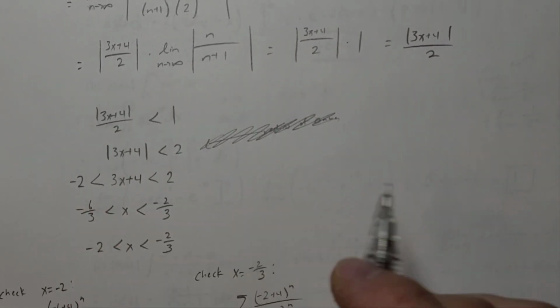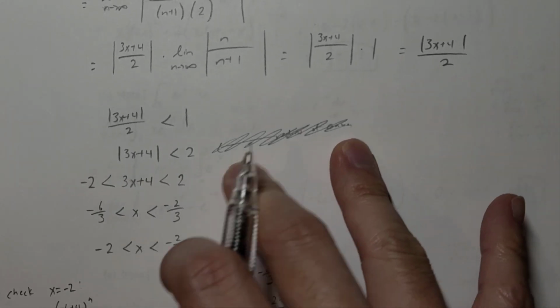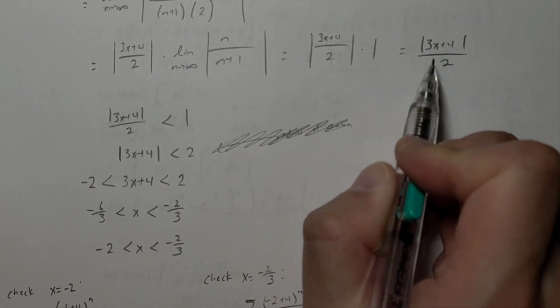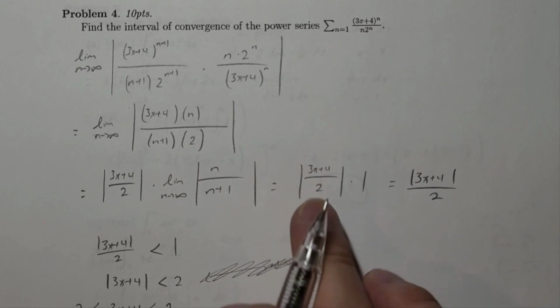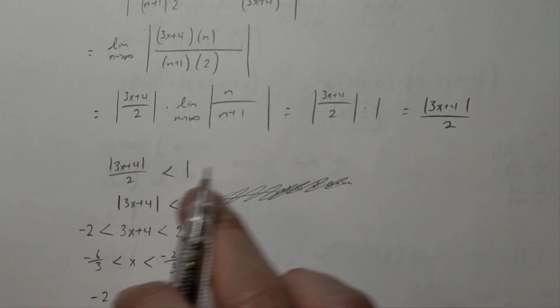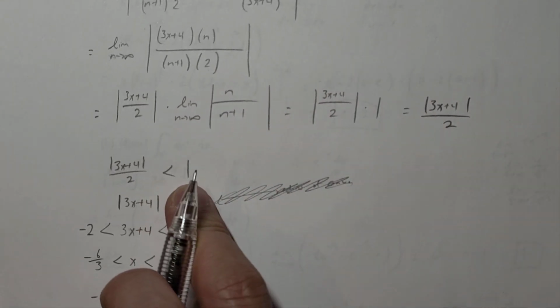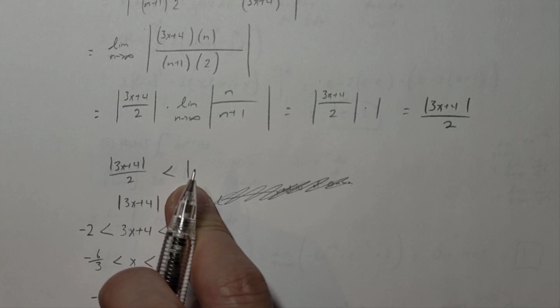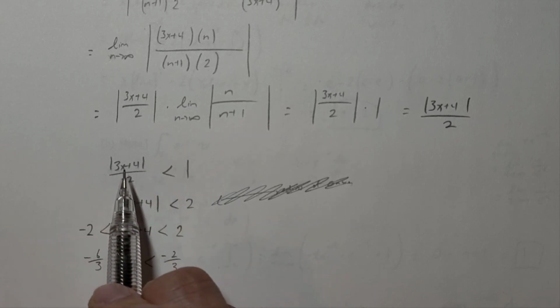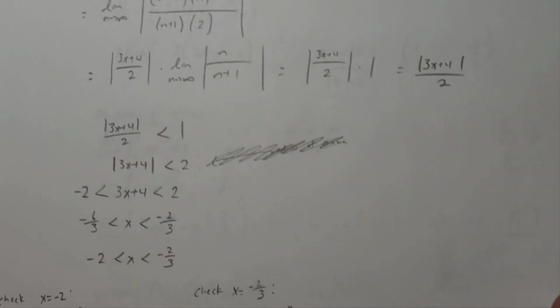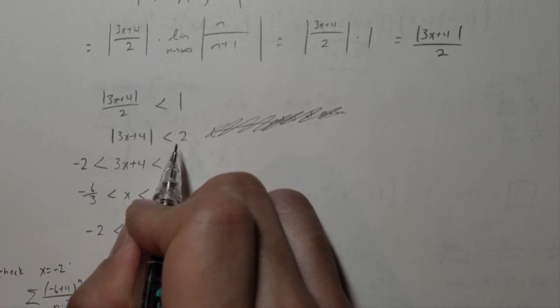So, okay, let's backtrack then, since hopefully I didn't confuse you. But the ratio test says that this series converges when that limit is less than 1, okay? Now, to find the interval of convergence, you've got to find all values of x. So you've got to solve this inequality, basically. So multiply 2 on both sides.